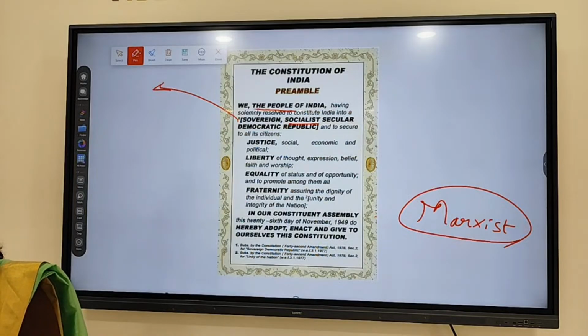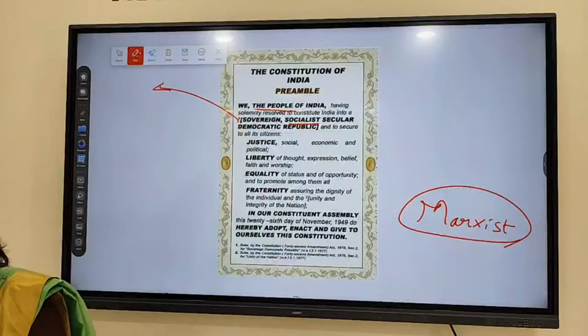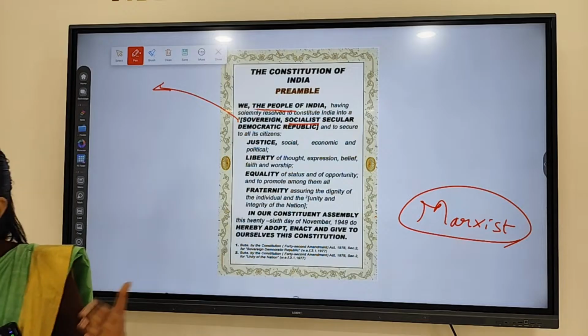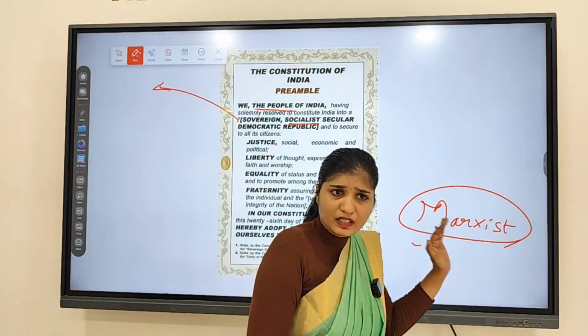Understood? Best example, the BPL card. What are they doing? They are giving food grains, rice and wheat, to the poor people. They are distributing equally, based on per head. For one person, 5 kg of food grains are given. That is equal distribution of resources. That is what Karl Marx says. Distribution of resources equally for the people. That was the ideology of the Marxist, Karl Marx.